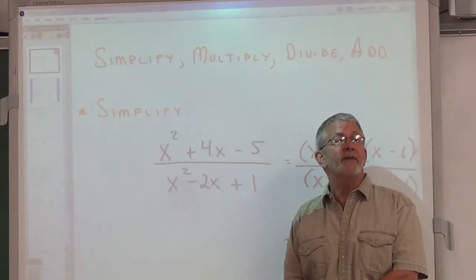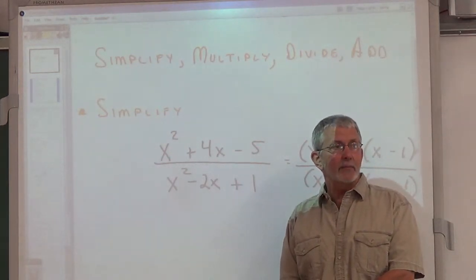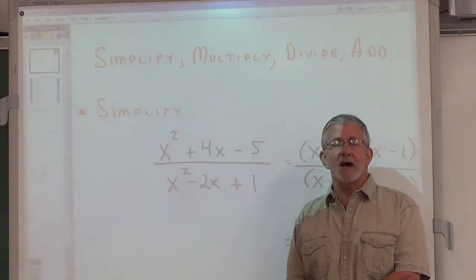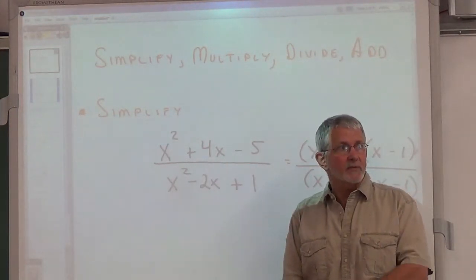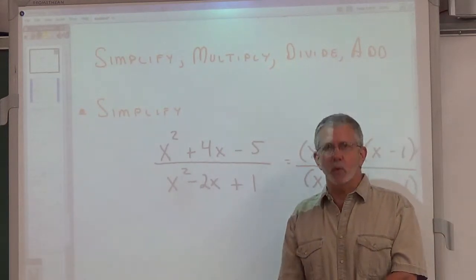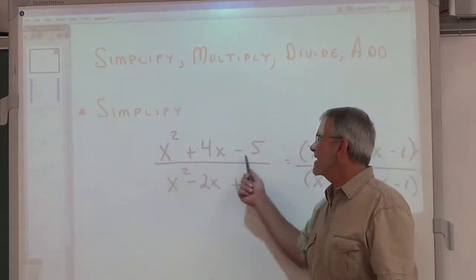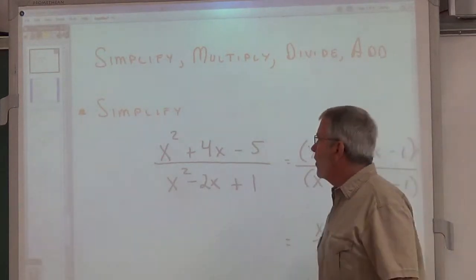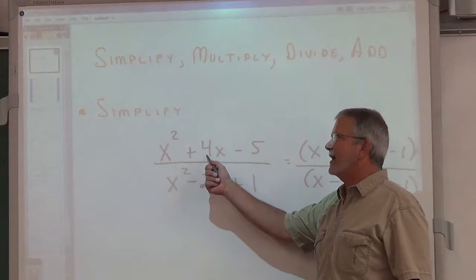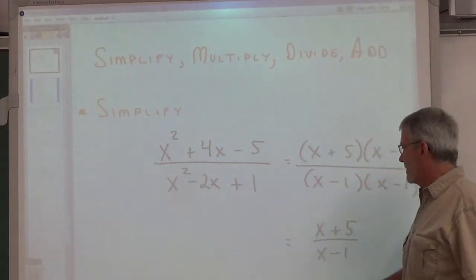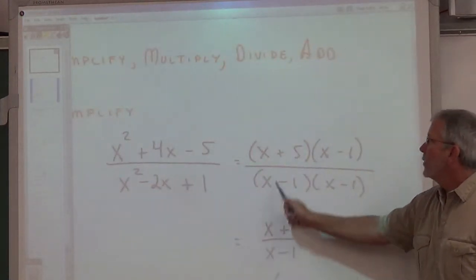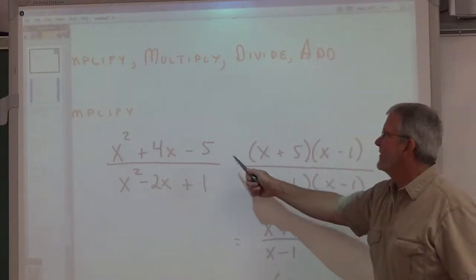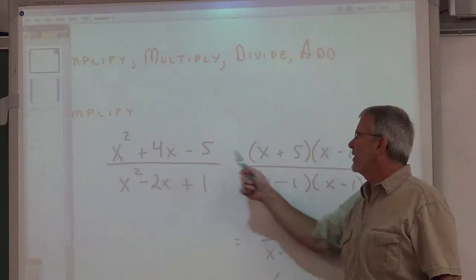Well, the only way to find out if the top and bottom share like factors is to factor the top and factor the bottom. That's why the last section on factoring was very important. Let's factor this guy right here. We can do AC, and we know that A is 1. Two numbers multiplied together come to negative 5 and add up to 4. We got positive 5 and negative 1. Negative 1 times positive 5 is negative 5. Negative 1 plus 5 is 4x.